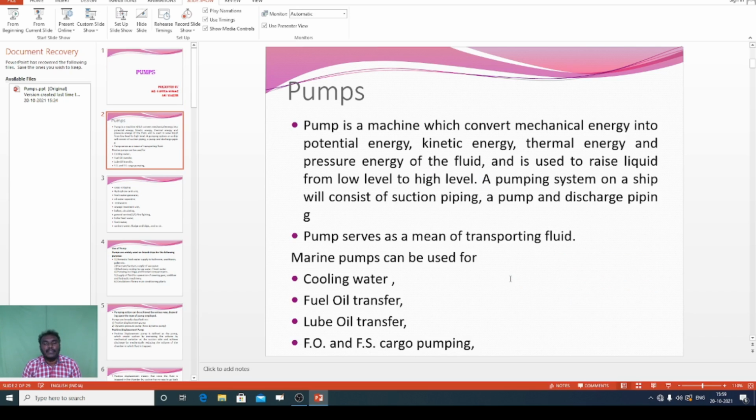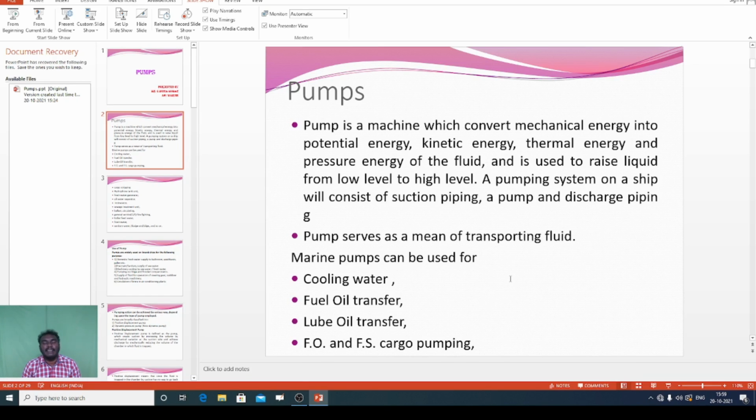Then, finally, what are the marine pumps used for? Pumps can be used for various purposes. We use pumps for cooling water purposes. This is an almost important and major point. Cooling water is the most important purpose.